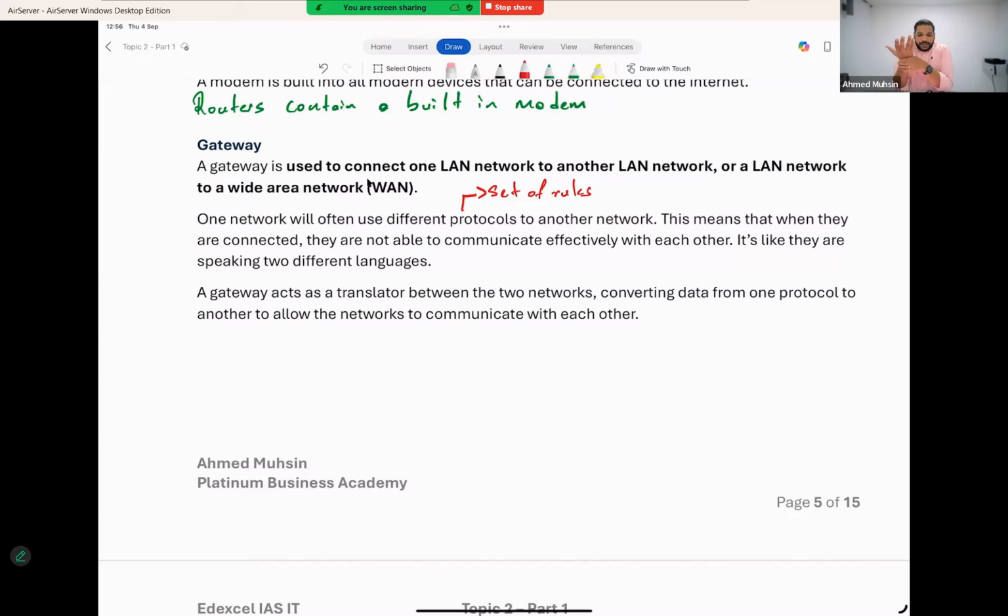This means that when they are connected, they are not able to communicate effectively with each other. It's like they are speaking two different languages. A gateway acts as a translator between the two networks, converting data from one protocol to another to allow the networks to communicate with each other.